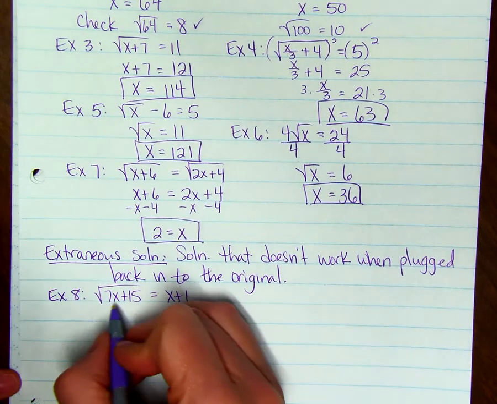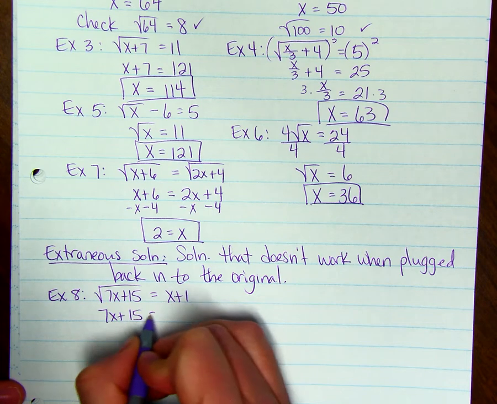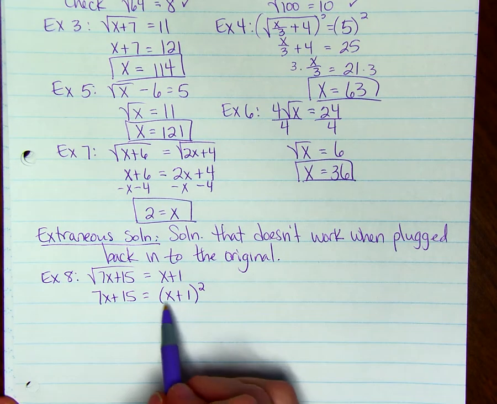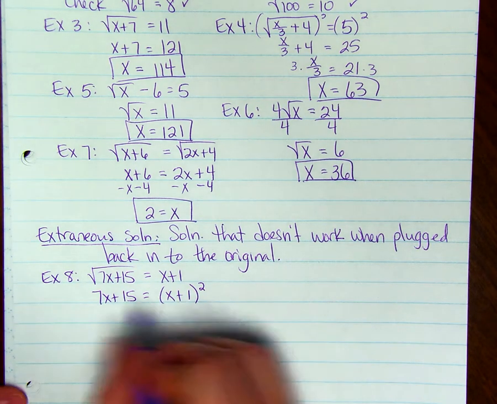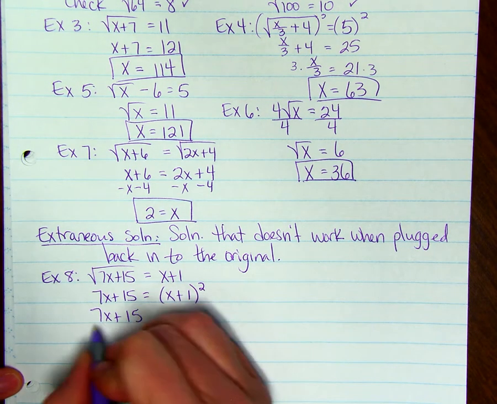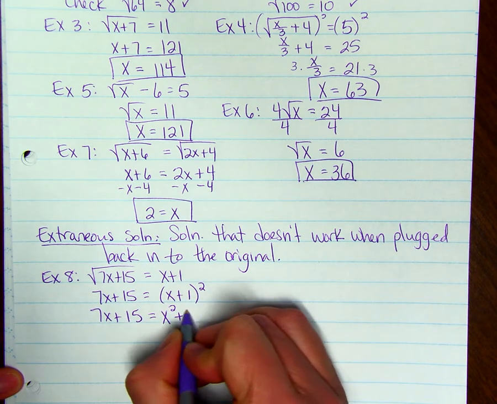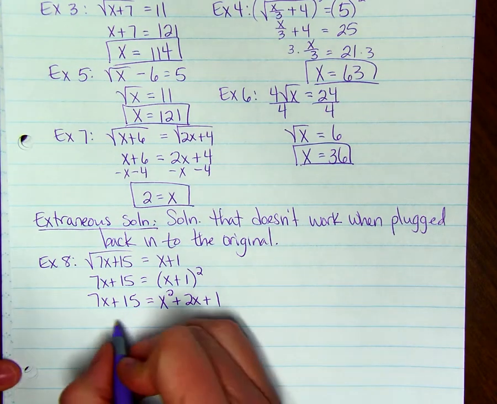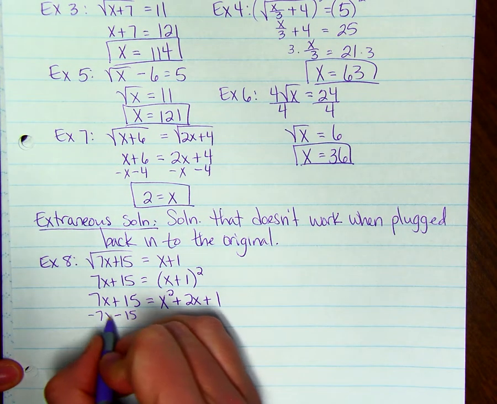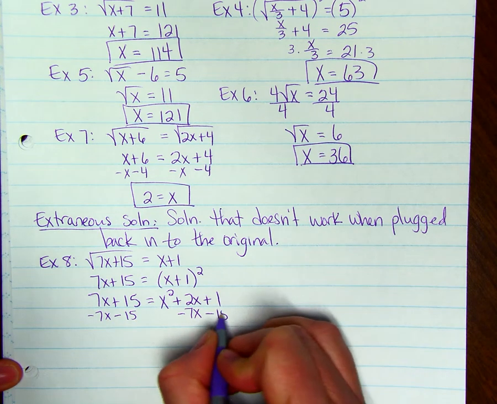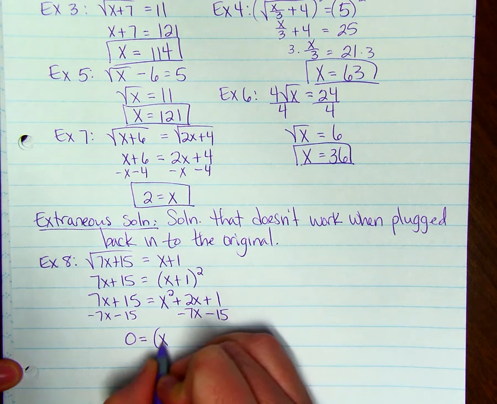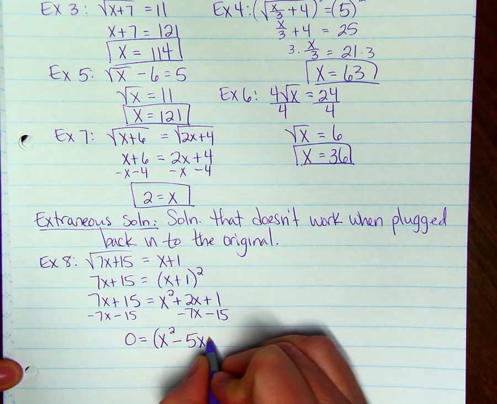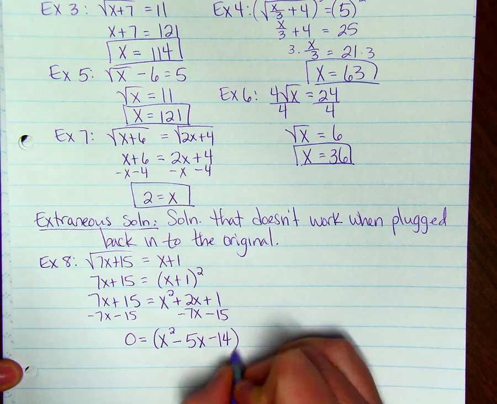When we square both sides, we get 7x plus 15 equals x plus 1 squared. And remember, when you square a binomial, you're going to get a middle term. So we have 7x plus 15 equals x squared plus 2x plus 1. We're going to subtract 15 and 7x from both sides. We get 0 equals x squared minus 5x minus 14.